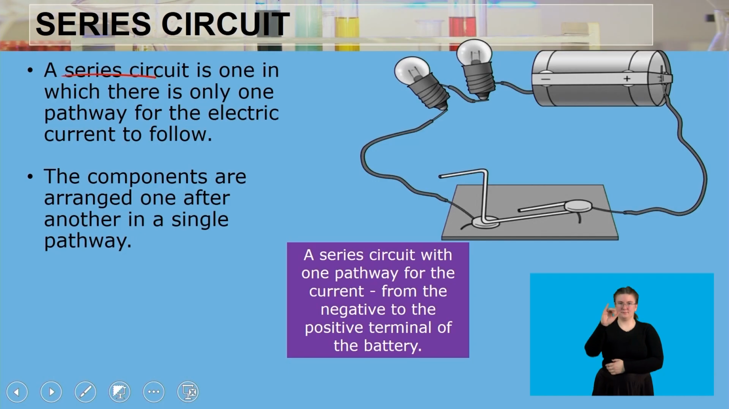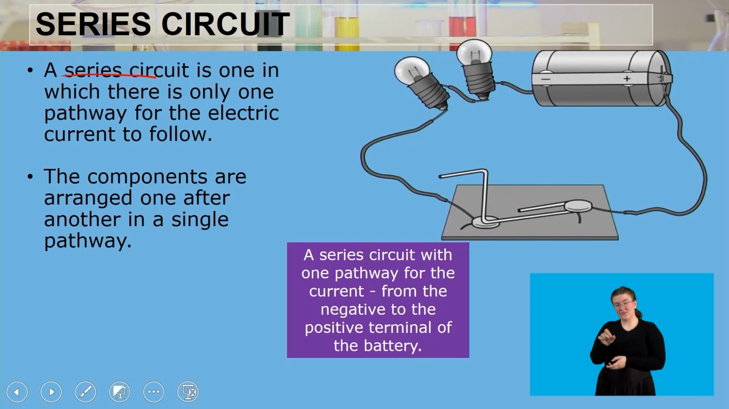Now, the components are arranged one after another in a single pathway. So if all the components in a circuit are arranged one after the other, then we can call that circuit a series circuit. Why? Because the electric current will not be going all around the circuit trying to go through those other components. They will just be moving in one direction, in one pathway, and hence we call that a series circuit.